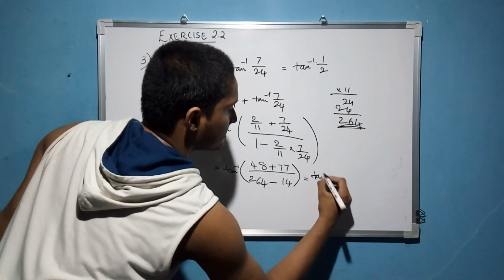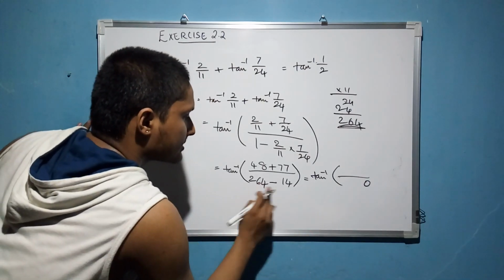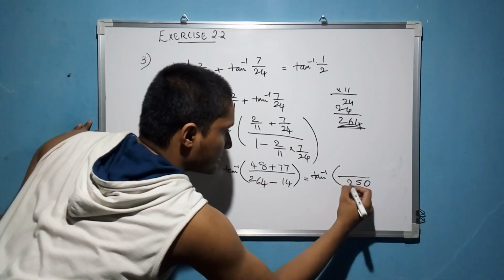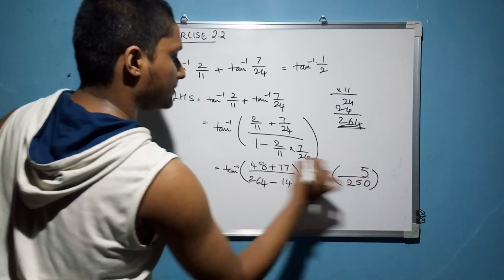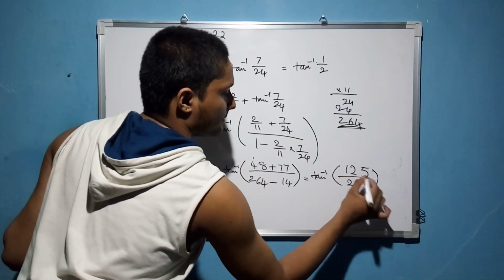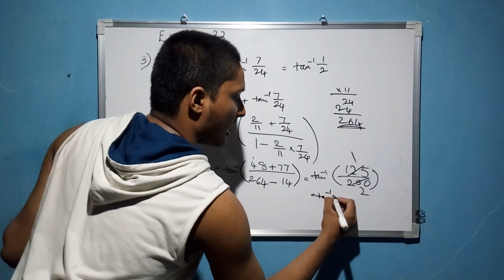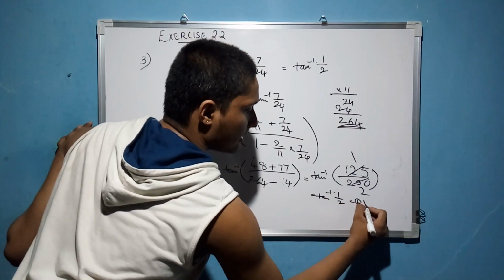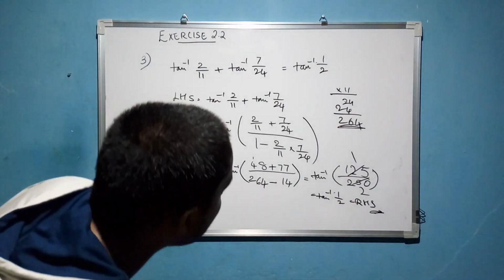Okay, let's take tan inverse. Numerator 48 plus 77 is 125, and the denominator 264 minus 14 is 250. That comes to be half. Tan inverse half. That is the right hand side. Hence we have proved it. We have used the formula for x plus y.